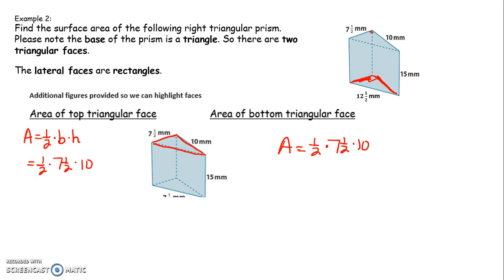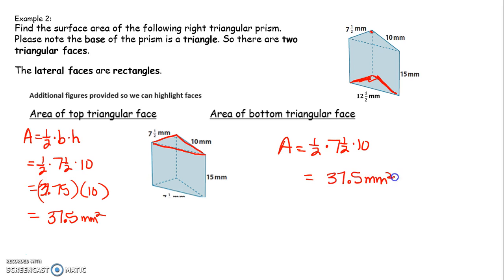So let's do 1/2 times 7.5. That's 3.75. Half of 7.5 is 3.75. Then we'll multiply that by 10. So it looks like 37.5 square millimeters, or millimeters squared. So again, when we multiply this other one out, it'll be 37.5 millimeters squared.